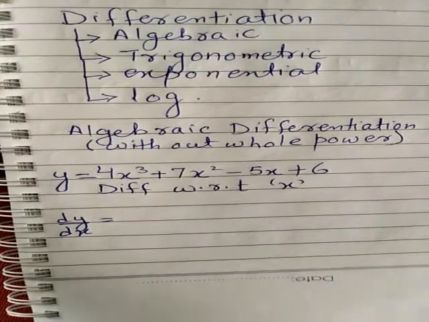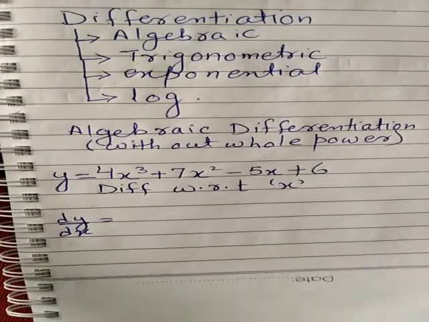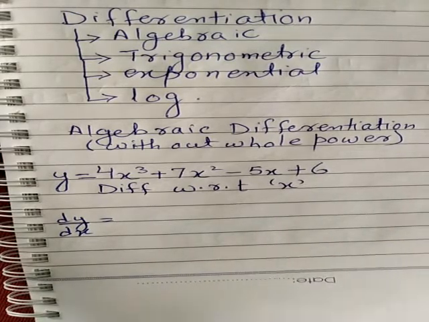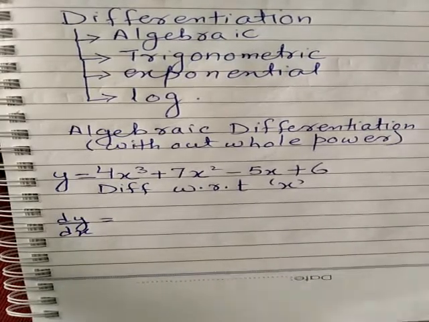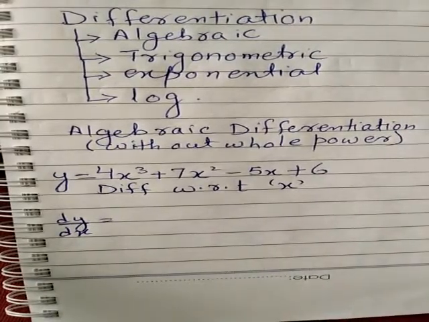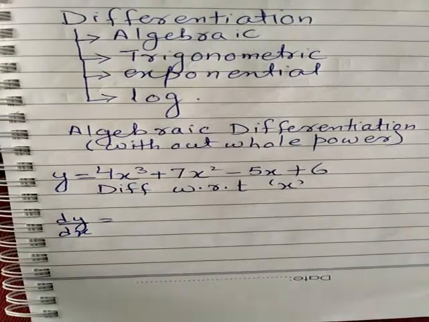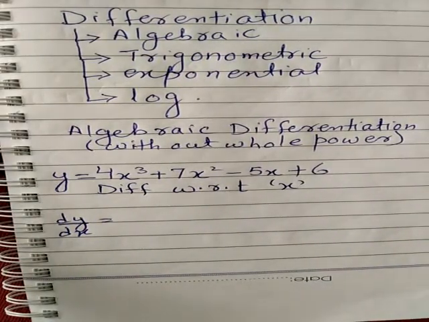Number one, in all the terms, the power of the variable, which is x in this question, will be multiplied by the coefficient of the term, and then the power will be reduced by 1. I'm repeating myself again: power of variable will be multiplied by coefficient and power will be reduced by 1. This is the concept we are going to use, and right now I'm not having any whole power. You can see in this question there is no whole power, so I'm just going to use this.